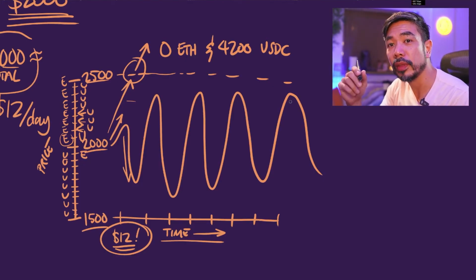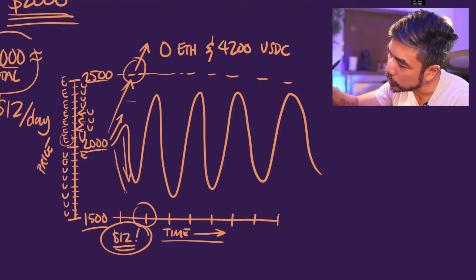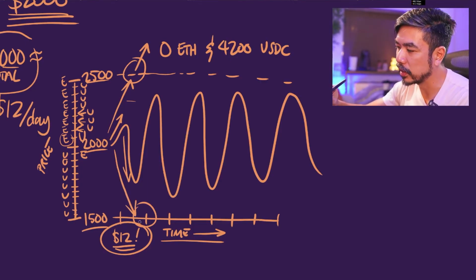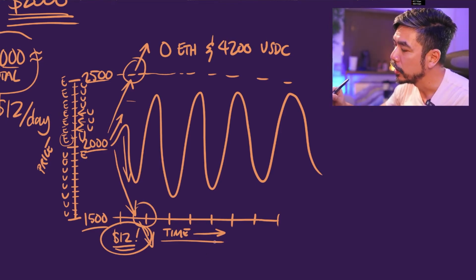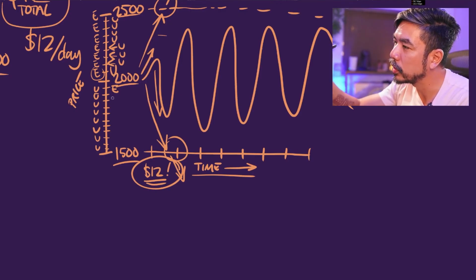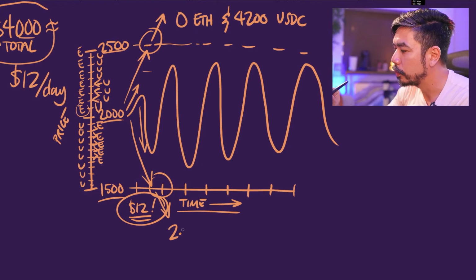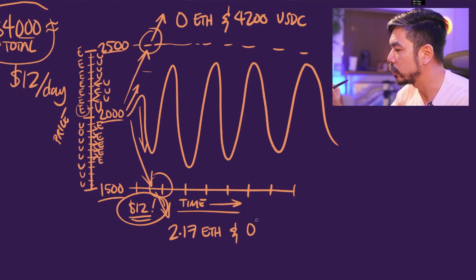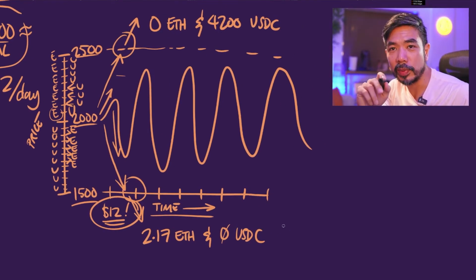What happens if the price went down instead? Let's look at the other scenario. Maybe the price went all the way down to $1,500 and maybe it dropped even further and just crashed right through it, right? Well, in the opposite scenario, remember all of your USDC was turning into ETH, right? It's now all ETH. Well, in that scenario, you would have 2.17 ETH and 0 USDC.